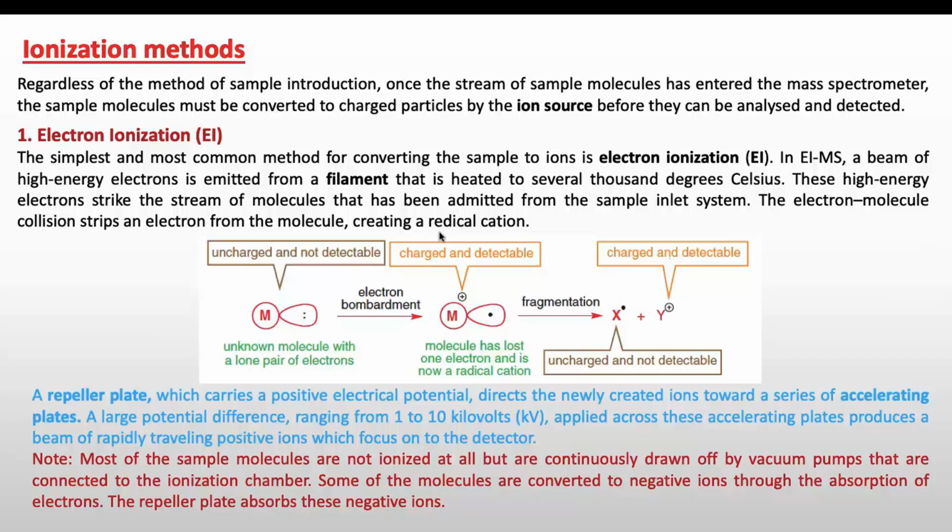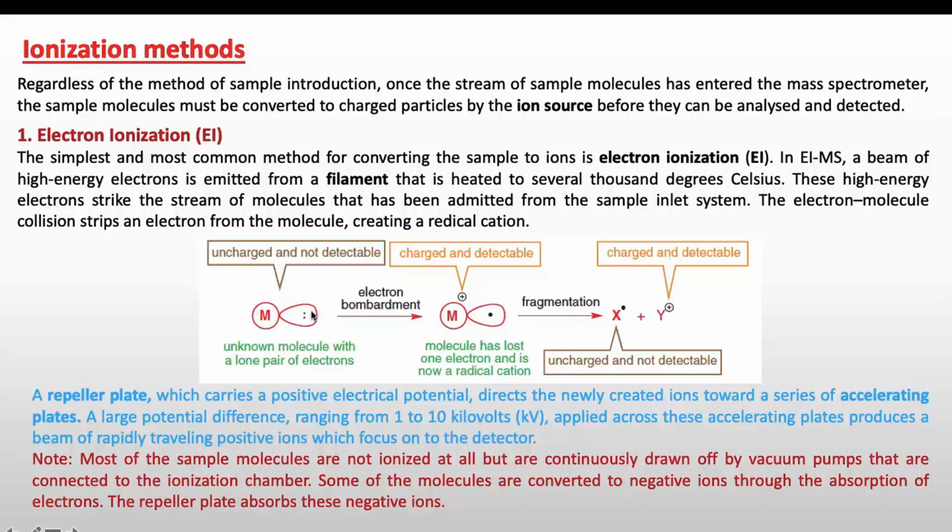You can compare it with a wall. When you hit a wall with a hammer, some bricks come out of the wall. It's very similar to that. When you bombard a neutral molecule with high energy electrons, an electron comes out of the molecule, and it converts the molecule to a radical cation. And further bombardment of electrons, because you are not stopping that bombardment, converts it to a radical and a cation. The radical cation or cation is useful for us because the mass detector can detect only ions, not radicals or neutral molecules.